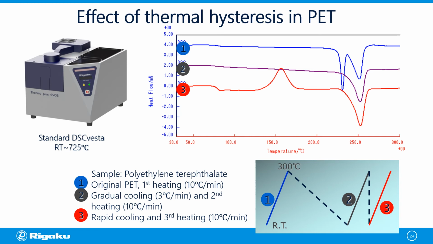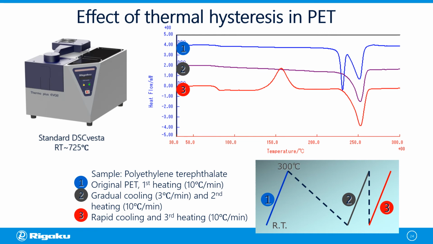This suggests that the sample has changed into an amorphous PET material during rapid cooling. On the other hand, the black curve shown in the middle is a PET material after slow cooling, where we can see a single endothermic peak due to melting near 250 degrees centigrade, suggesting that in here the sample has changed into a crystalline PET material.